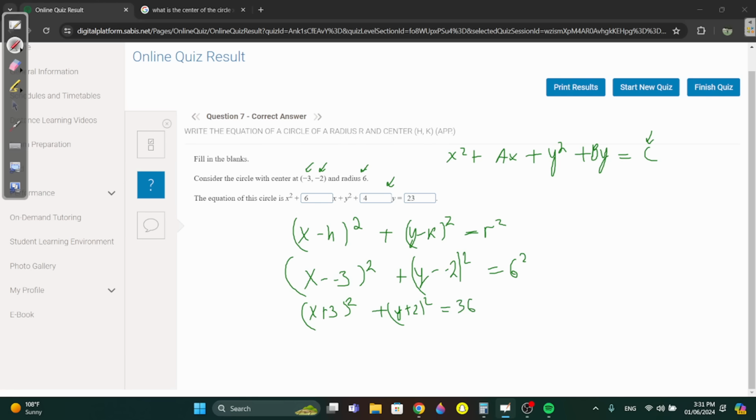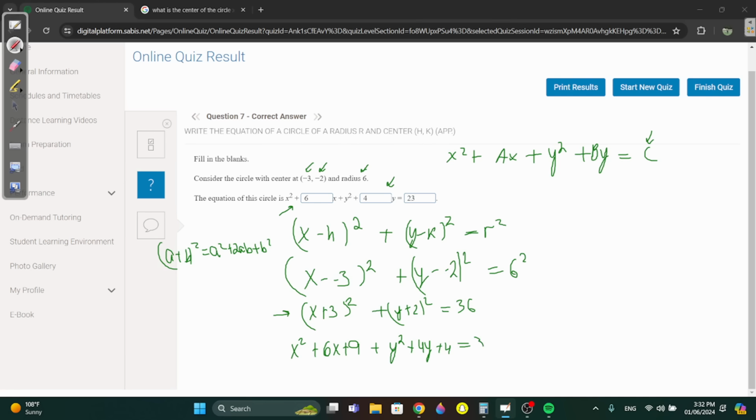Okay, let's expand it. Think of it: don't you think if you expand this, it's going to look something like this? I think so. Let's try. (x + 3)² becomes x² + 6x + 9. (y + 2)² becomes y² + 4y + 4, using the rule (a + b)² = a² + 2ab + b².